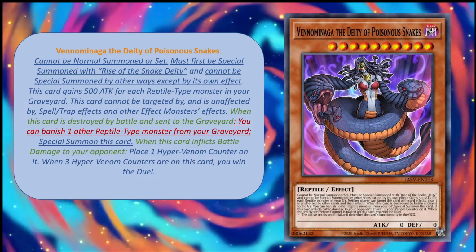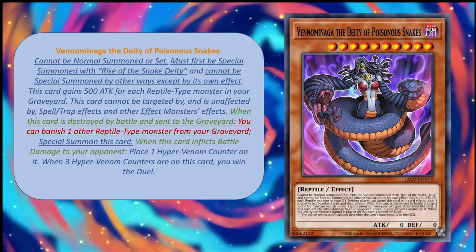So if we go up to the sentence above, it says it cannot be special summoned by other ways except by its own effect. So we have two different types of effects to get him back onto the field. One through the graveyard and one through a special summon on top. So this actually opens the link for your opponent to chain. Your opponent can chain to this.